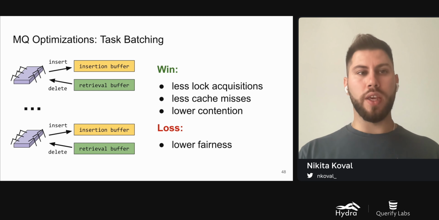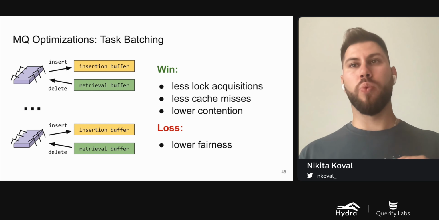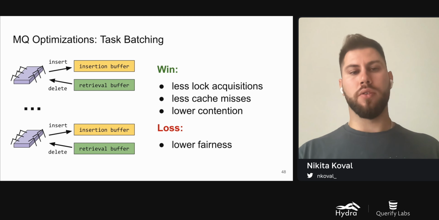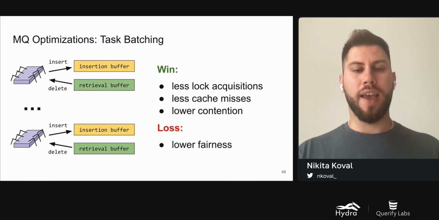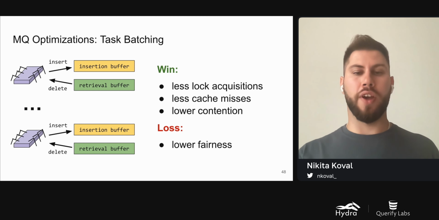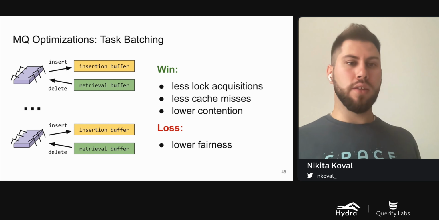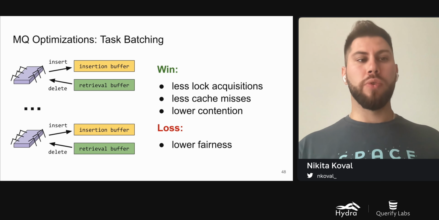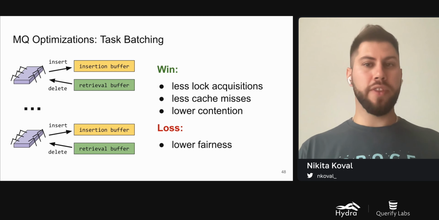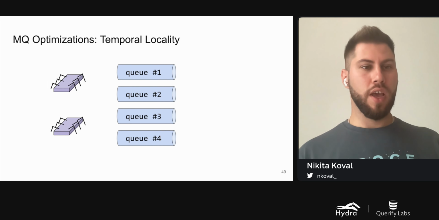But as we put elements into a buffer, we put all the elements into one queue, not into several queues. So we also retrieve elements in a batch. Of course, we lose some fairness. Okay, but it's still a good optimization. You'll see how it works later. For that, let's discuss another possible optimization.